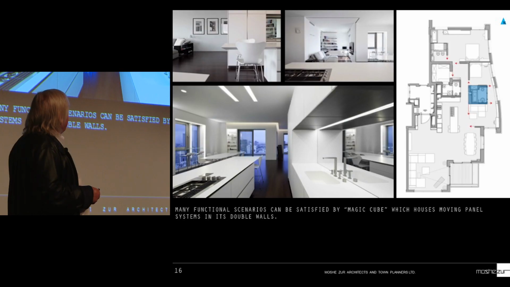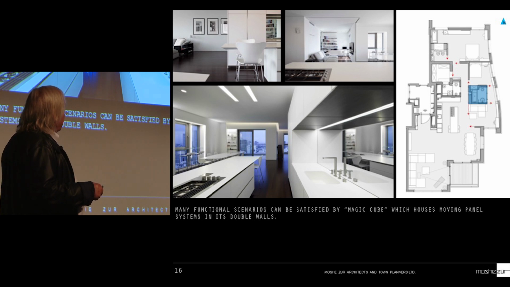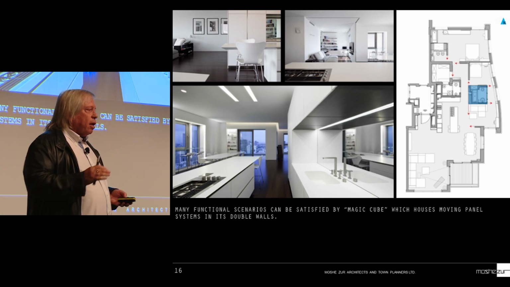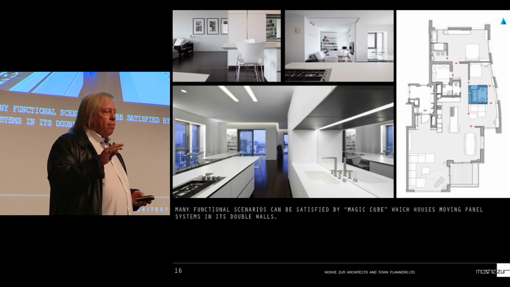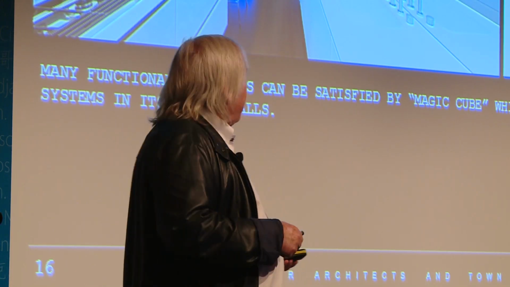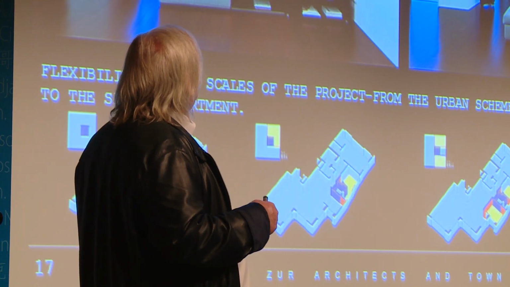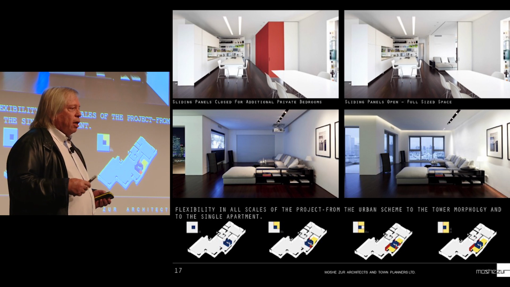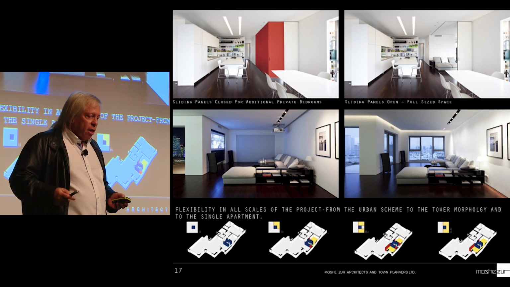I'd like to demonstrate in one of the apartments, and to see that in the interior design of this apartment, we have created what we call a magic cube. This magic cube consists of double walls. Inside there are sliding panels. The sliding panels can go in and out and close and open the space, and thus gain some private spaces or open spaces according to the needs of the family, which change in time every day.